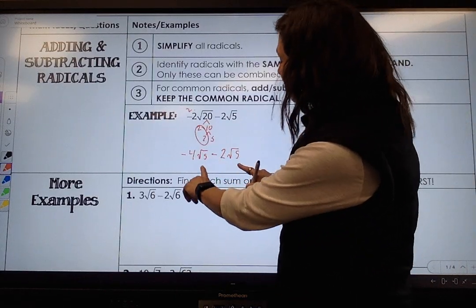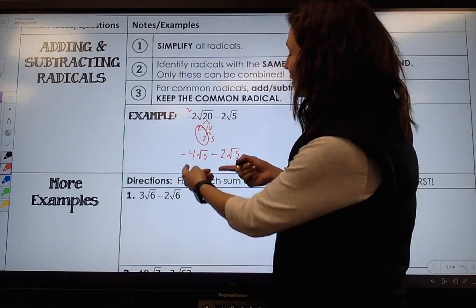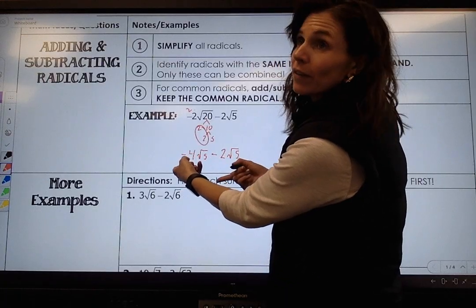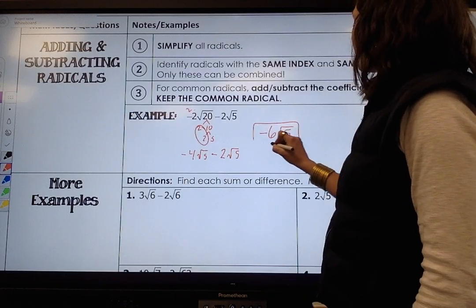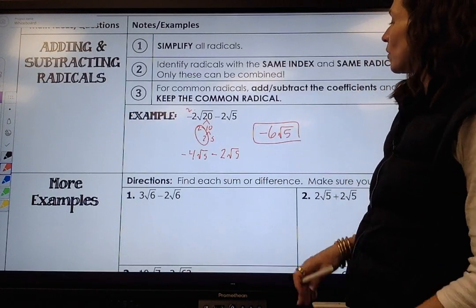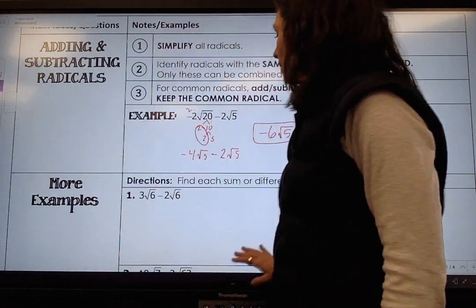Because this is the same radical, all I'm doing is combining negative 4 and negative 2 to be negative 6, and I keep that same radical. So my answer here would be negative 6 square roots of 5. All right, let's take a look and do some examples together.